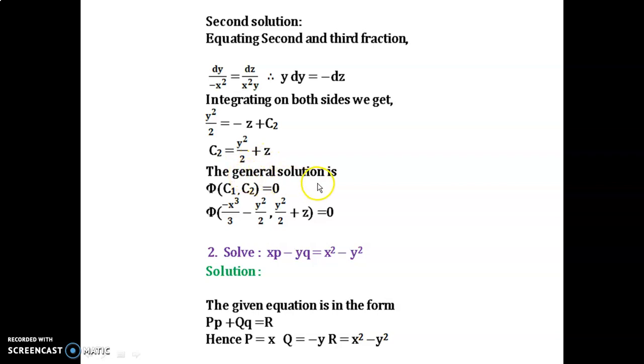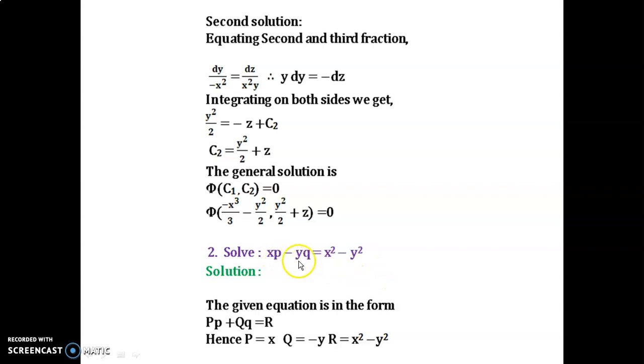Thus, the general solution is phi of u, v or phi of c1, c2 equal to 0. So substitute here value of c1 and c2 and this is the final solution of the given PDE by using Lagrange's method. Now second example, xp minus yq equal to x square minus y square.